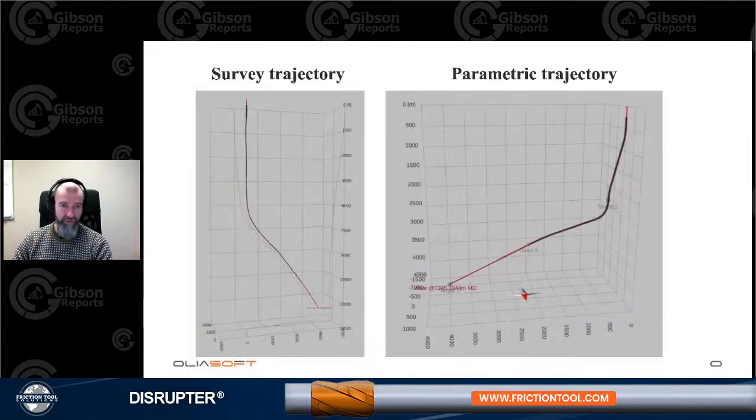So I'll refer to them as the surveyed one or the parametric one. It's not that easy to see on the left-hand side here, but you can see that there is a casing going all the way down here. There's a liner going down here, and there's a casing going from this point, says target 3 here, all the way up to topside.